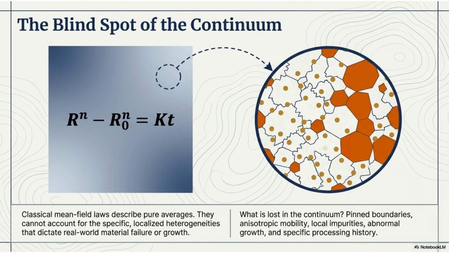data. The continuum approach has blind spots. Classical mean field laws describe pure averages, but cannot account for specific, localized heterogeneities that dictate real-world material failure or growth. This includes pinned boundaries, anisotropic mobility, and local impurities.